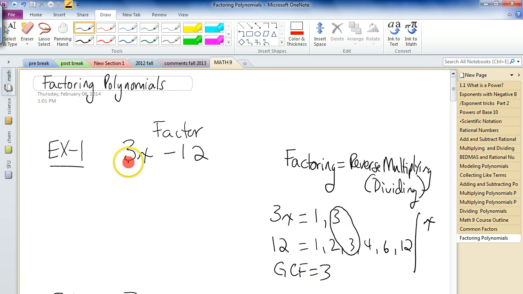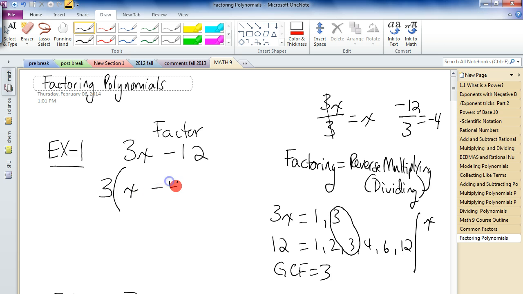That 3, what we're saying is we're going to divide each of these terms by 3. So we are going to remove 3 out of this binomial. When we do that, we're going to divide these two terms by 3. So 3x divided by 3: the 3's cancel out, and you're left with just x. When we factor 3 out of negative 12, which means we're dividing negative 12 by 3, what are you left with? Negative 4. And that's it. That's our answer.